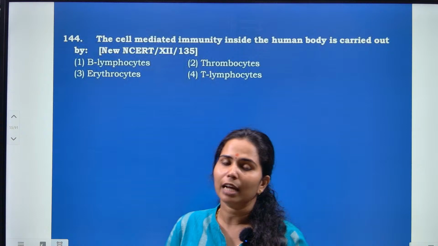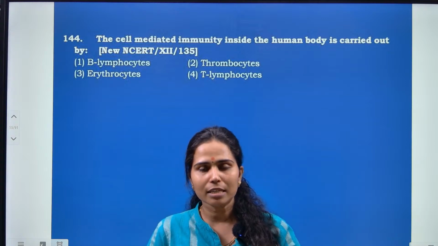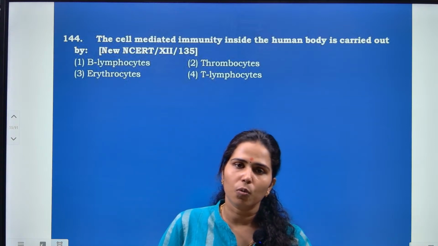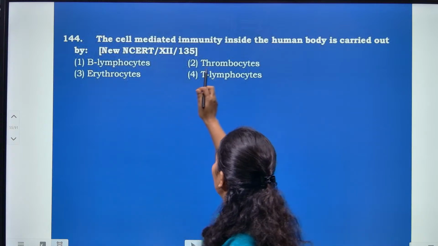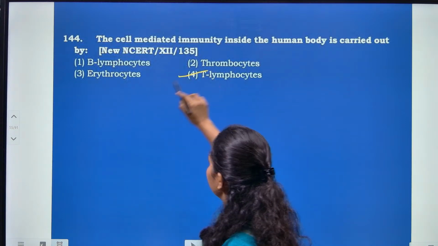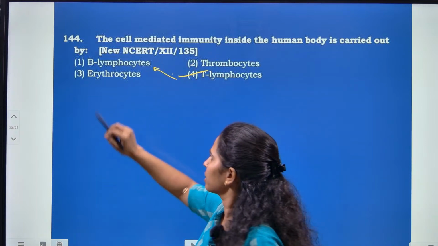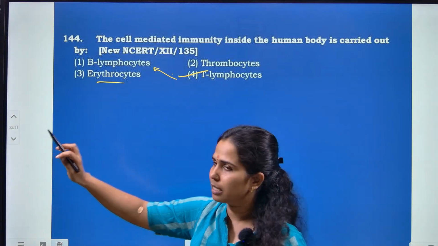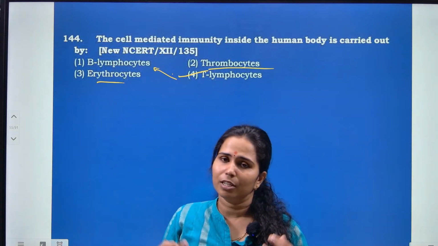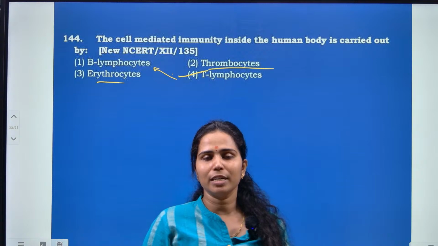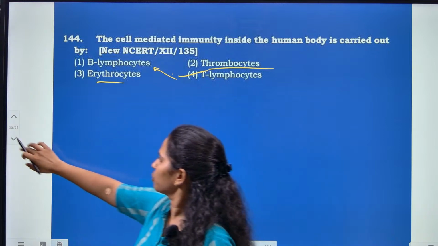There are different types of T cells like T helper cells, T natural killer cells, T suppressor cells. All these together form the cell mediated immunity, which guides the B lymphocytes in the production of antibodies. So the option is T lymphocytes. Erythrocytes, you know, are the RBCs, and they do not help in the production of antibodies. Thrombocytes are nothing but the platelets. You know the main function of thrombocytes? They are used for clotting of the blood. So option 4 is the right option.